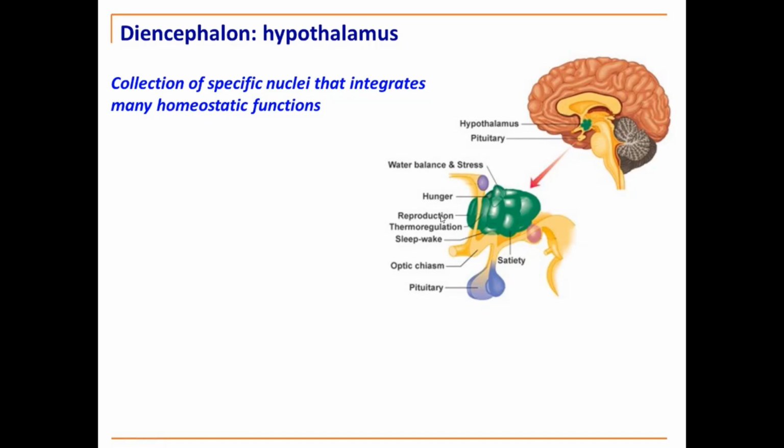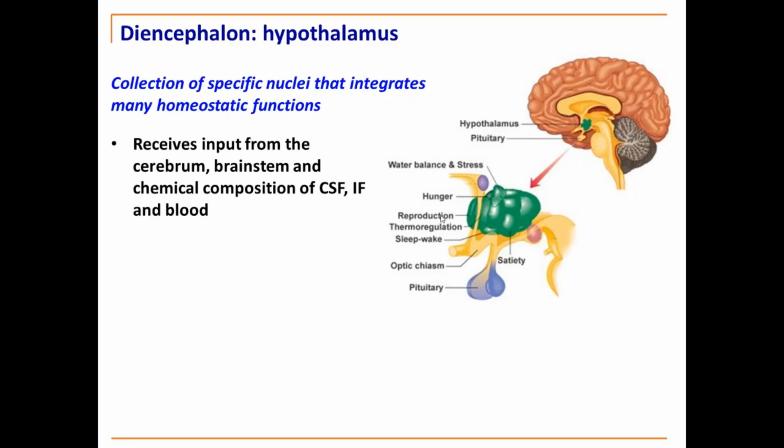It's involved in thermoregulation because it releases hormones that stimulate thyroid hormone or thyroxine, which increases your metabolic rate, producing more heat. It's involved in the sleep-wake cycle, in fullness. So it has a whole array of different functions. And so it receives input from the cerebrum, from the brainstem, from the chemical composition of the cerebrospinal fluid, your interstitial fluid, and your blood. And it brings all that information together. And in doing so, it starts to directly regulate your internal environment.